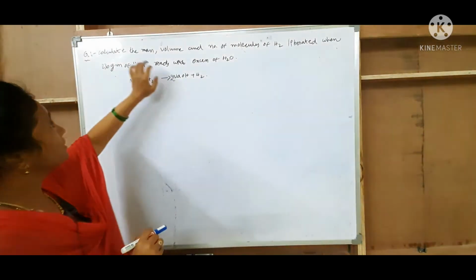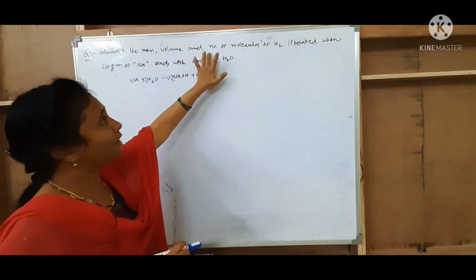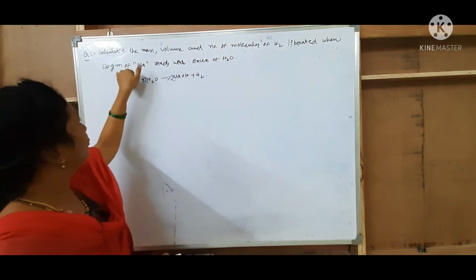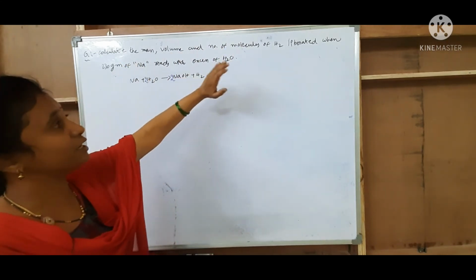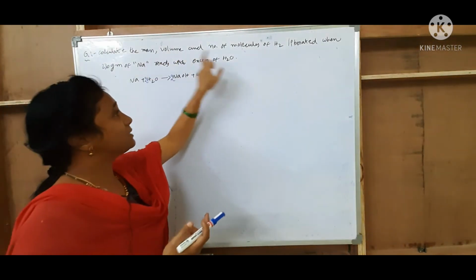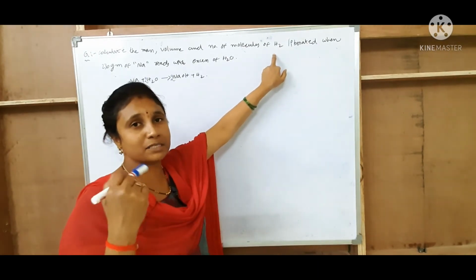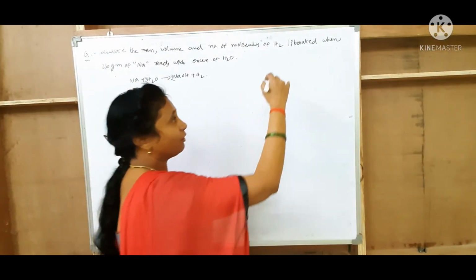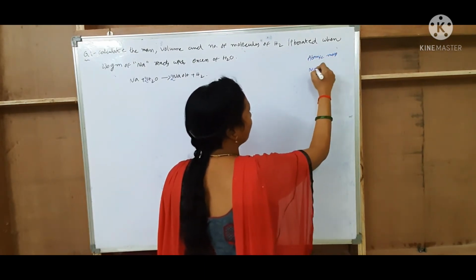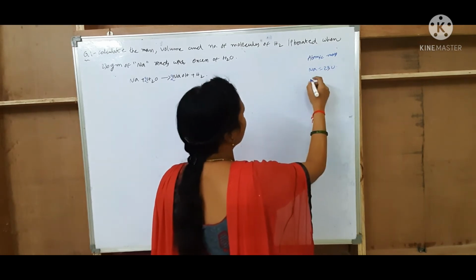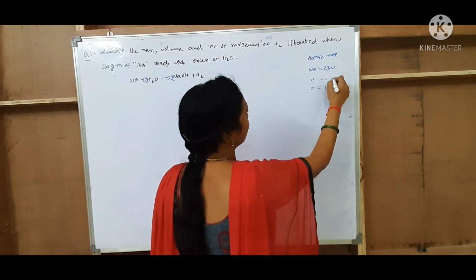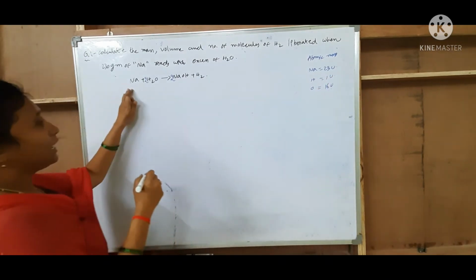Next, what is the question? Calculate the mass, volume and number of molecules. First I am calculating the mass of hydrogen liberated when 230 grams of Na reacts with excess of H2O. What we have to find out is the mass of hydrogen. First of all, you have to know the atomic masses. Atomic mass of Na is 23 units, atomic mass of hydrogen is 1, atomic mass of oxygen is 16 units. Next, I am solving.